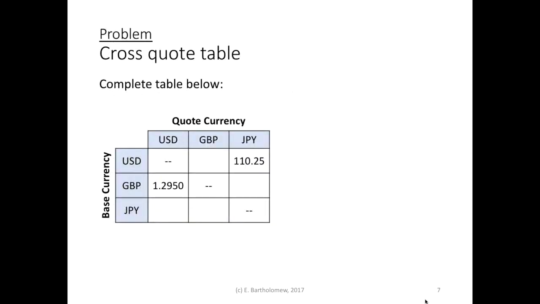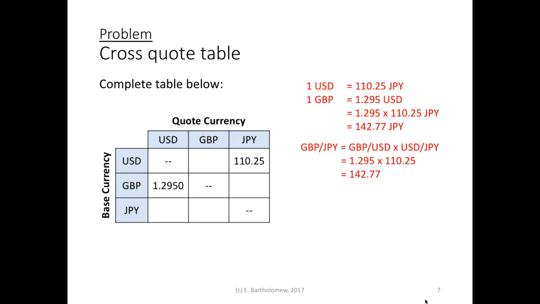So if we have the cross quote table like below, and we show the base currency versus the quote currency, and of course in the diagonal there will be nothing because that's dollars to dollars, pounds to pounds, and yen to yen. But we have 6 quotes in here, but actually 2 perfectly define the table. So consider how it works. $1 is worth 110.25 yen, and 1 pound is worth $1.295. And so that means that pound is also worth 142.77 yen, because we can multiply the dollar rate in yen by the dollar rate in pounds.